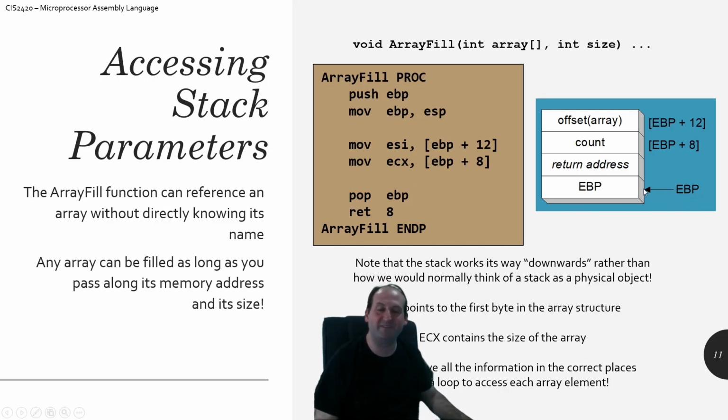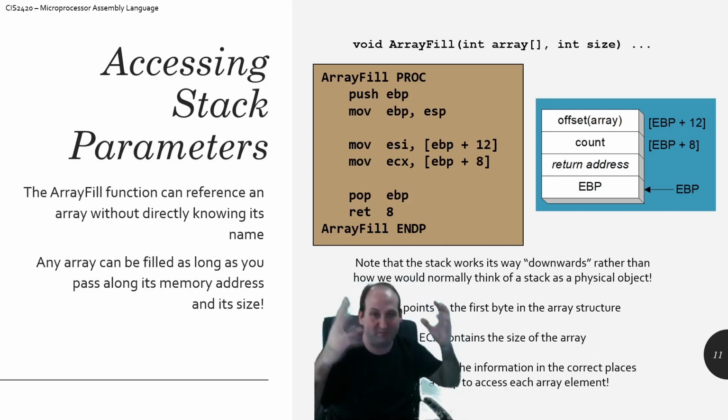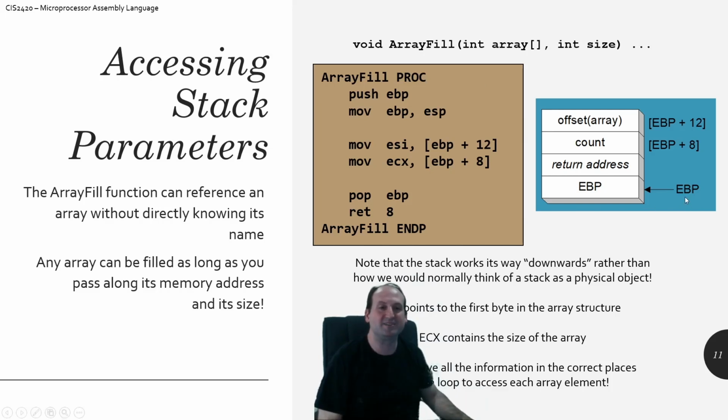So if every element in my stack is 4 bytes of storage, then to get to the first one of the parameters, I have to move up 2 slots. To move up 2 slots, I have to move up 8 bytes. Again, we're going upwards, the reverse of what you might expect. So EBP plus 8 is basically the last thing that got pushed on the stack, and then you keep on going. In this case, EBP plus 8 is where my size is located on the stack. EBP plus 12 is where the offset to the array is stored.